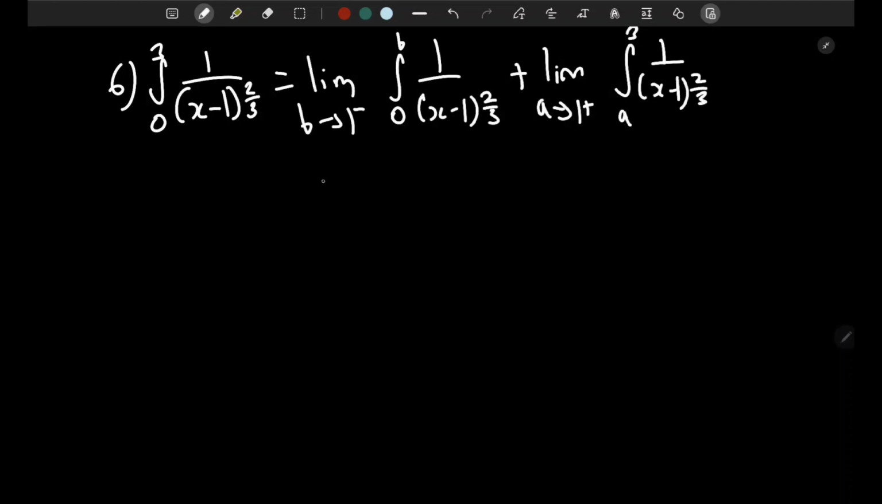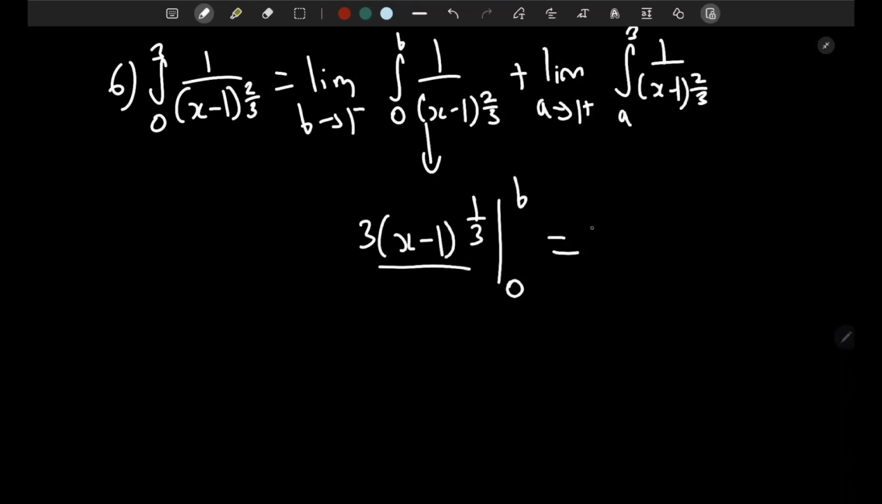So now we integrate this normally. I'm going to leave the limit for now and add it later. I'm going to bring (x minus 1) to the power of 2 over 3 above, so it becomes (x minus 1) to the power of negative 2 over 3. Now we integrate: negative 2 over 3 plus 1 is 1 over 3, and then you divide by 1 over 3 again, so it's 3. I just brought the 3 up here, by the way.